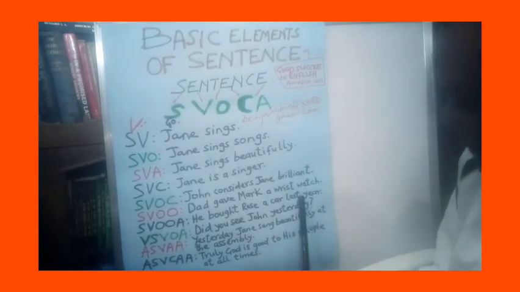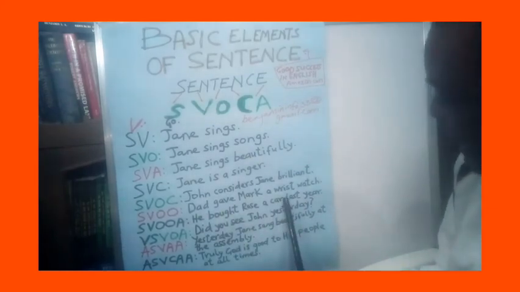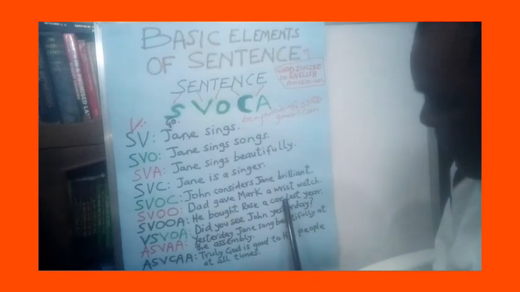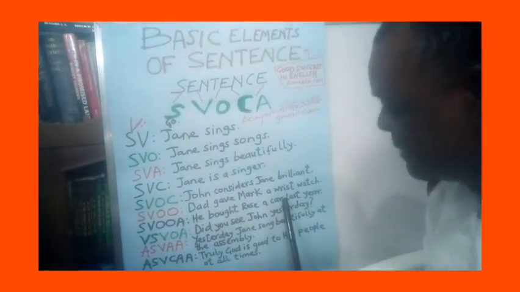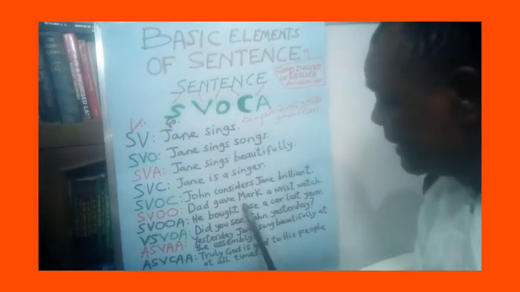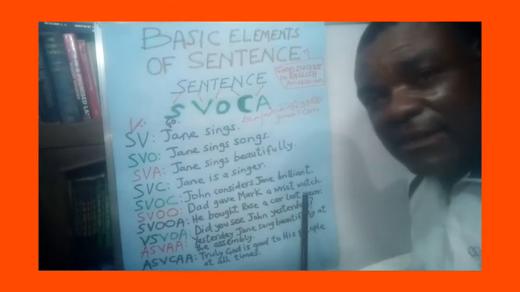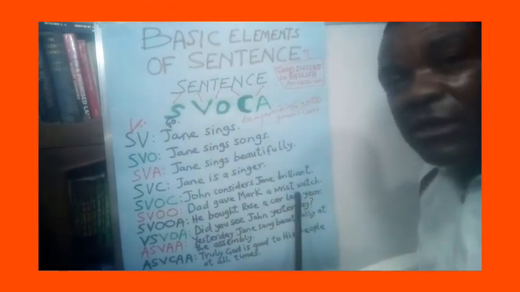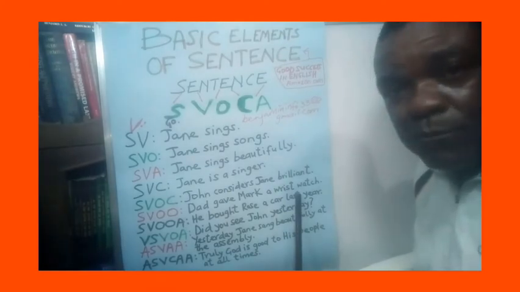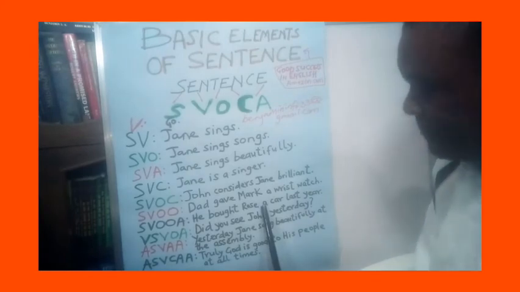Now we have explained all these other ones, in fact all of them, but let's throw more light on the adjunct. If we say he bought Rose a car and we put a full stop here, one of the questions that should arise is, when did he buy Rose a car? The answer is last year. And so this type of adjunct is called the adjunct of time because it indicates when the action took place.